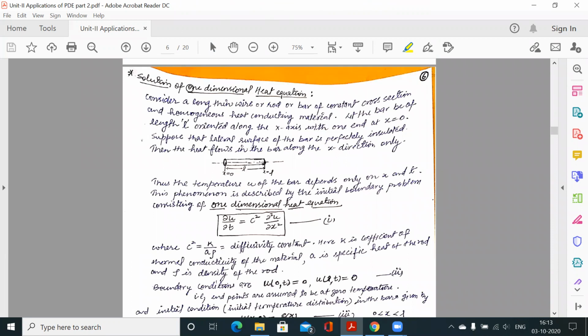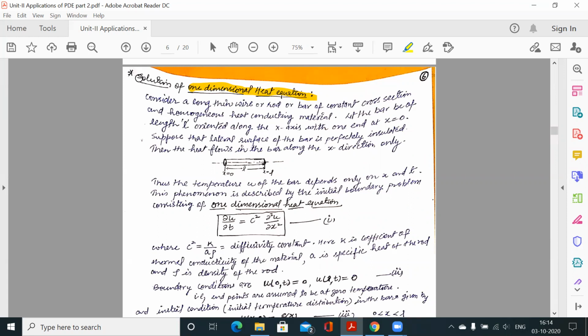Today we will solve a one-dimensional heat equation. In the last lecture, we studied what the separation of variables method is and how to use it to solve the one-dimensional wave equation. We discussed the solution of the one-dimensional wave equation and the questions based on it. Similarly, here we have the one-dimensional heat equation and questions based on it.